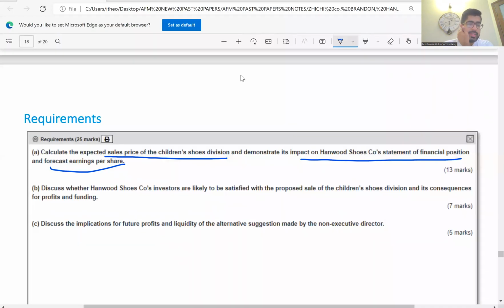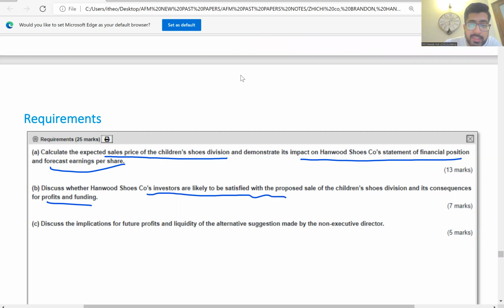Okay, now second part B is discuss whether Hanwood Shoes investors are likely to be satisfied with the proposed sale of Children's Shoes division and its consequences for profit and fund. There are two requirements. Discuss whether Hanwood Shoes investors are likely to be satisfied with proposed sales of Children's Shoes division, one requirement, and its consequences for profit and fund. Okay. So firstly, whether Hanwood Shoes investors are likely to be satisfied with the proposed sale of Children's Shoes division.